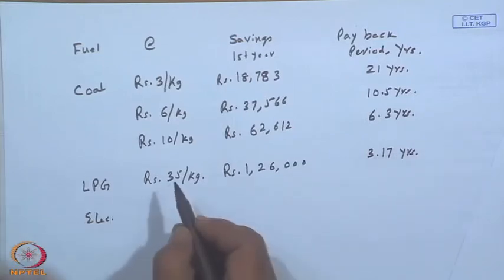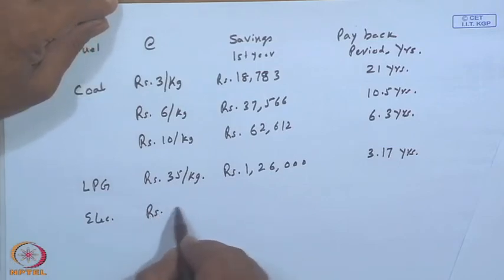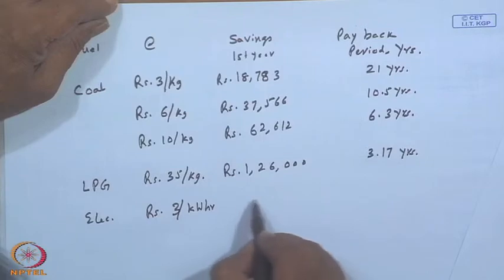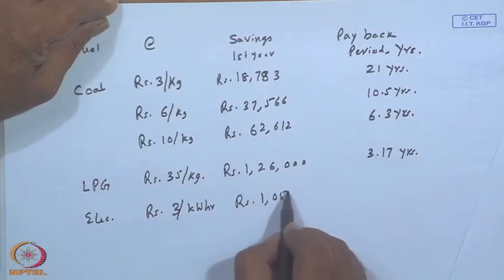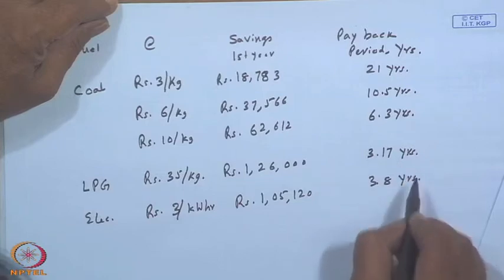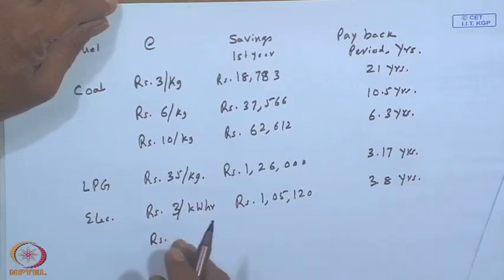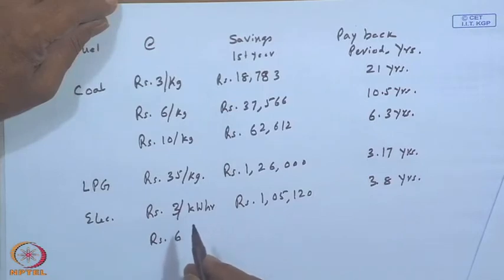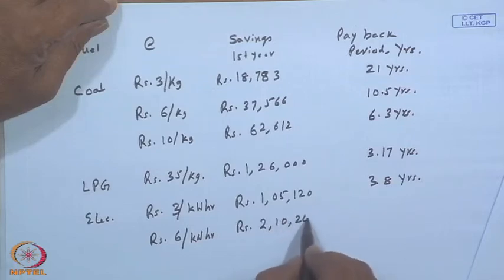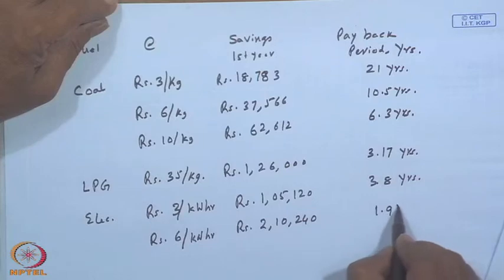Electricity, this is where we had a little bit of confusion. So if you take at the lowest spectrum, rupees 3 per kilowatt hour, this comes to Rs 105,120, that comes to 3.8 years. And if you take the domestic bills I have verified, it varies from 2 rupees 75 paisa to 7 rupees or so, depending upon the block. And if somebody is using an electric geyser, we will definitely be in that higher range. This comes to 1.9 years.